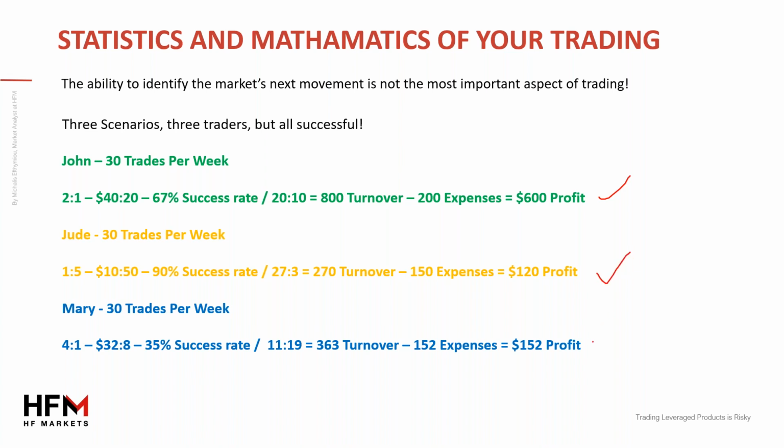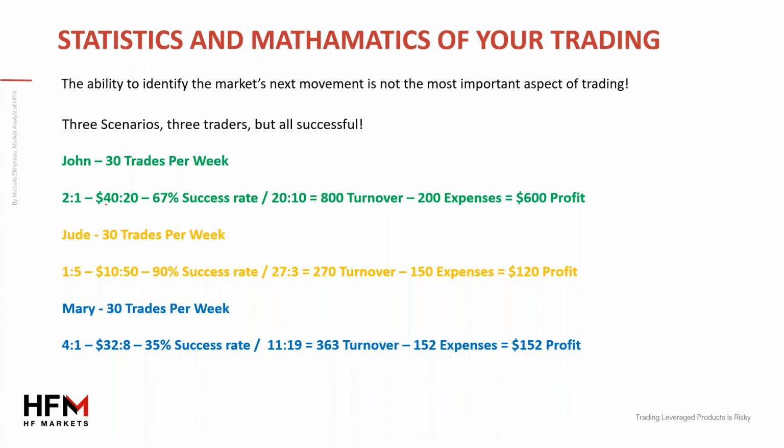Jude is also earning a profit, and Mary is also earning a profit. So regardless of their success rate, they're earning a profit because they're setting their trading plan in accordance with their trading characteristics and the mathematics, the statistics of their trading, which doesn't lie. So let's look at John.